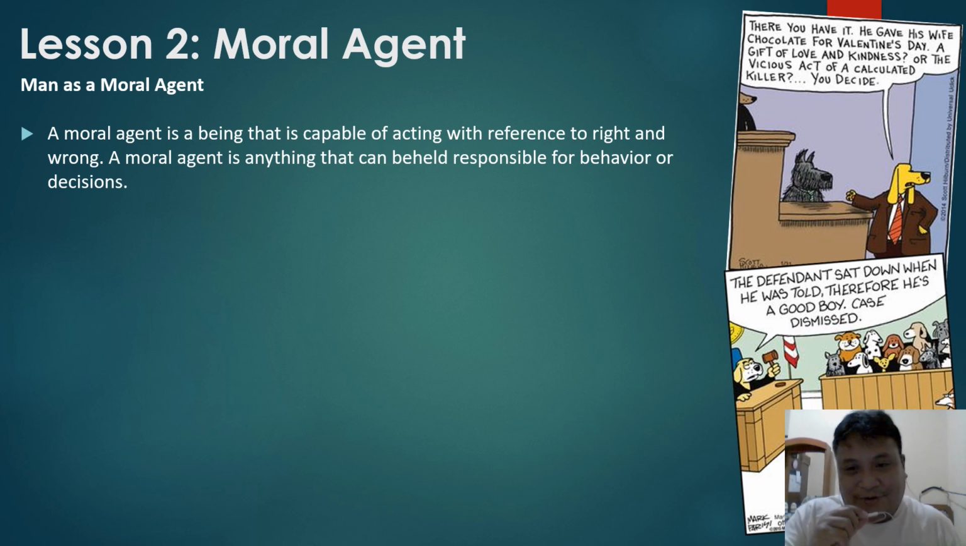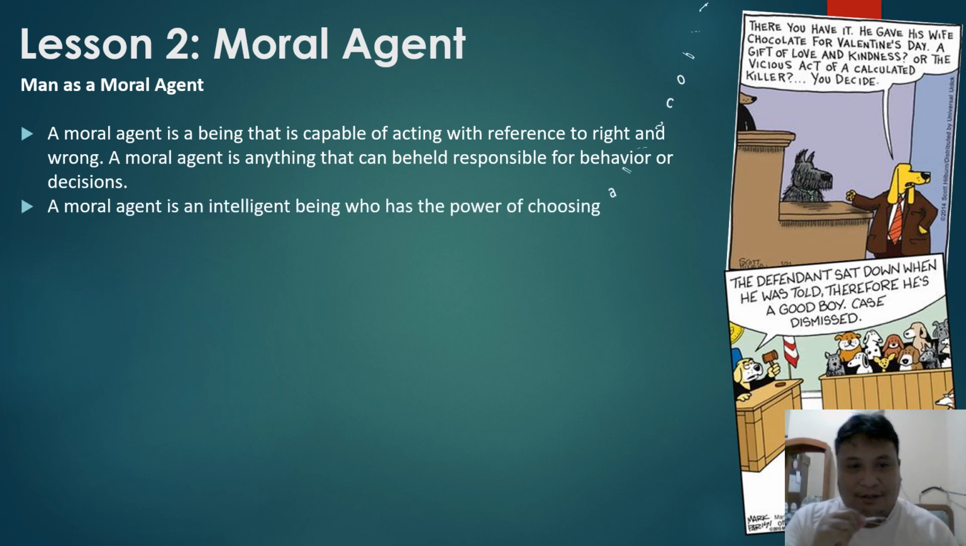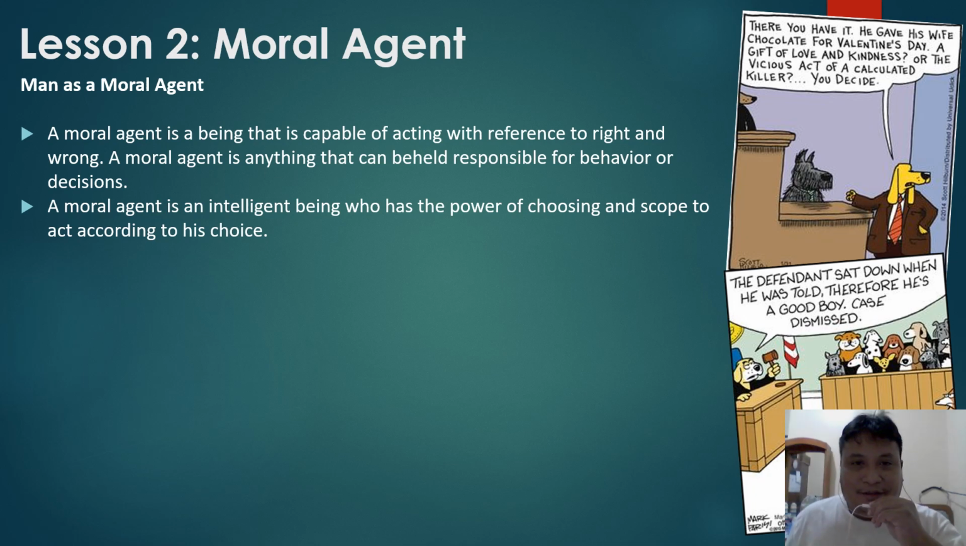Why? It's because man is a moral agent. Why is man a moral agent? It is because we are capable of acting with reference to what is right and what is wrong. So, in acting on what is right or wrong, we can be held responsible for our behavior and for our own decision making. Next, we are also considered intelligent creatures, no? Because our intelligence presupposes our will, the power of choosing and the scope to act according to our own choices.